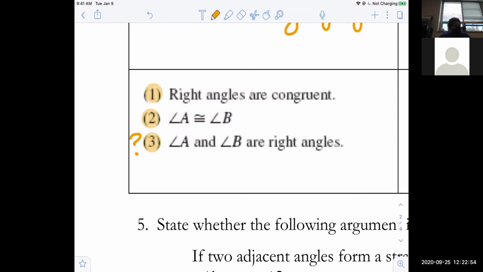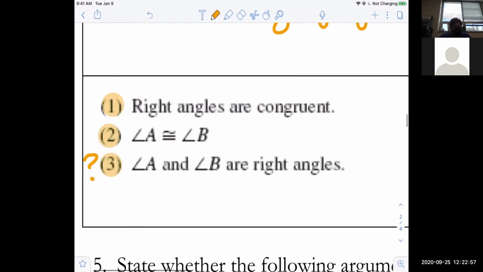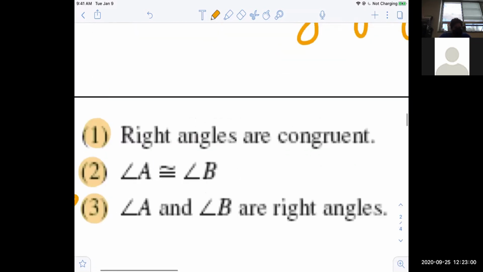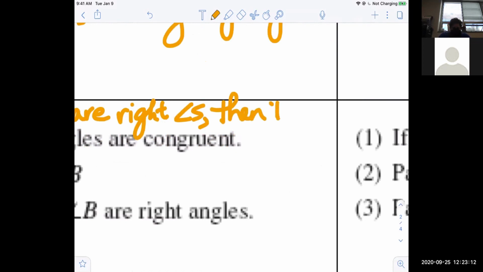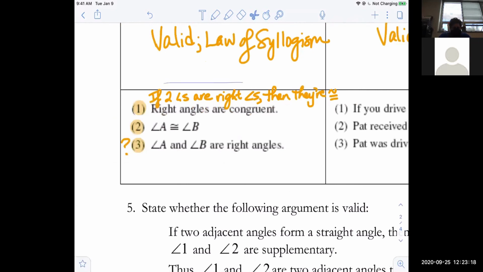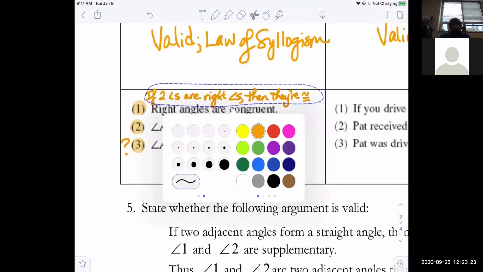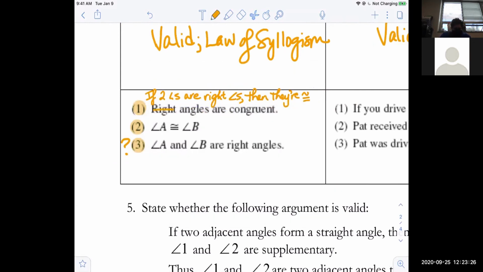Josh, what's that first sentence in if-then form? Okay, if two angles are right angles, then they are congruent. If it's not written in if-then form, I think it's helpful to do that first. Okay, if two angles are right angles, then they're congruent. And so that's replacing this. Okay, angle A and B are congruent. Can we conclude that angle A and B are right angles? Josh is saying no, because why?